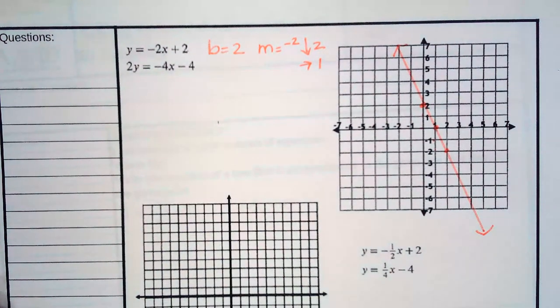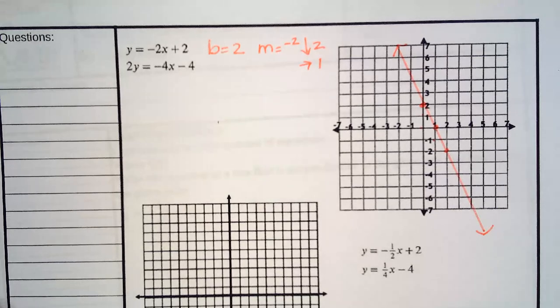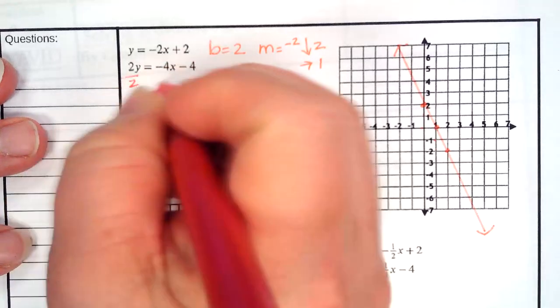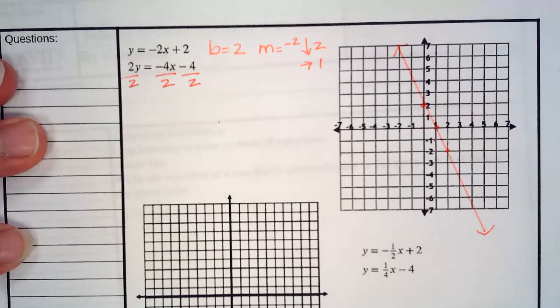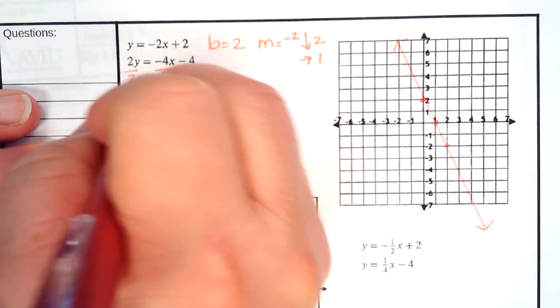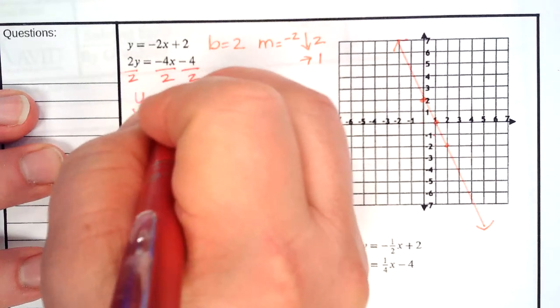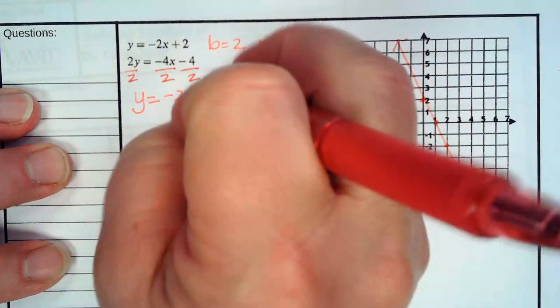Okay, for the second one, where do you start? Oh, is it in y = form? No, it's not. So, solve for y. I have to divide everything by 2. So I end up with y is equal to -2x minus, whoops, not 4, minus 2.